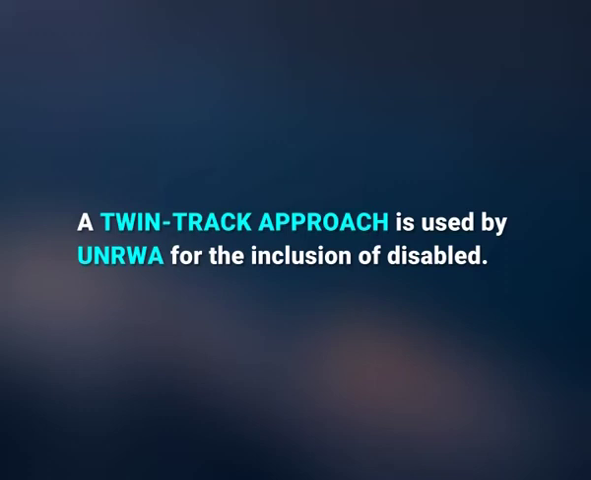Now, persons with disability are often excluded directly or indirectly from development processes and humanitarian action because of physical, attitudinal, and institutional barriers. The effects of this exclusion are increased inequality, discrimination, and marginalization. To change this, a disability inclusion approach must be implemented. Now, here is a twin track approach which has been used by UNRWA for the inclusion of persons with disabilities. Let us understand what this twin track approach is all about.